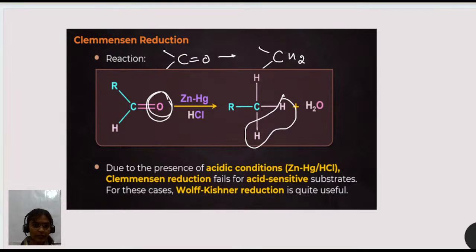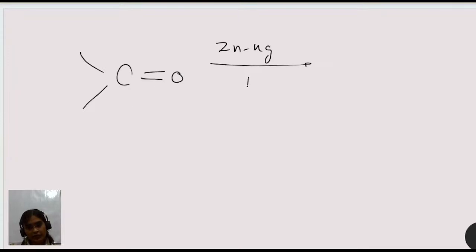Okay, so let's discuss how it is going to work. You will have some R. Let me write it like this: this is a C=O, okay, and we're basically using HCl, right? So in this case, let me completely write the reaction, with zinc, mercury, and HCl there.